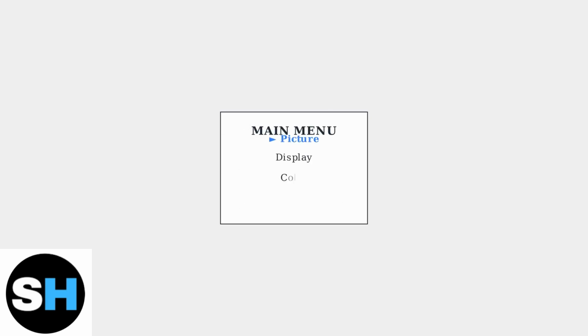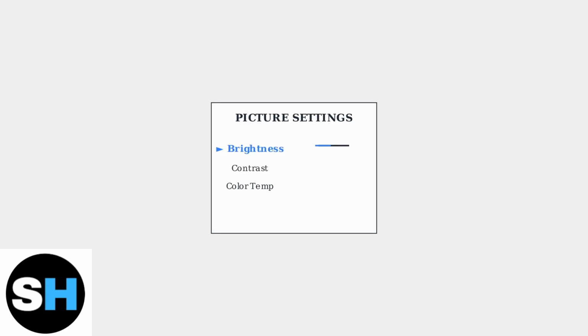Navigate to the picture or display menu using the navigation buttons. On some models, you might need to go to color first. Use the arrow keys or navigation buttons to highlight your selection. Look for brightness, or sometimes backlight, in the picture menu. Use the navigation buttons to increase or decrease the brightness level.